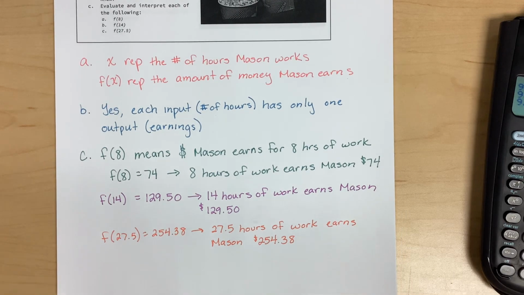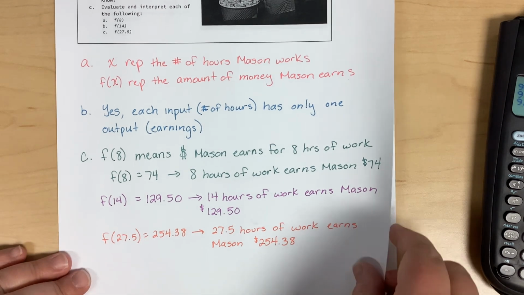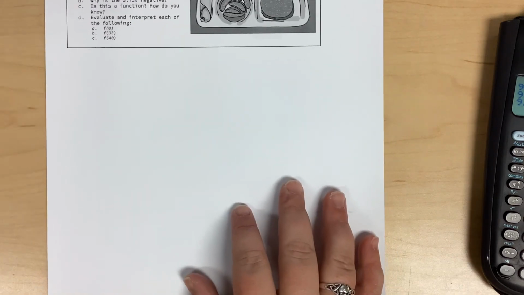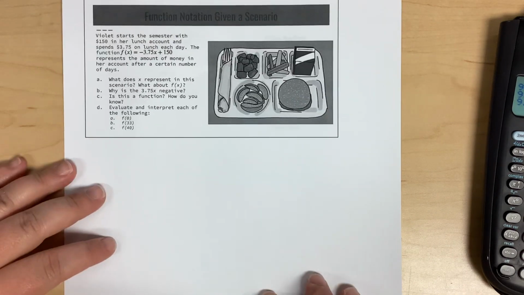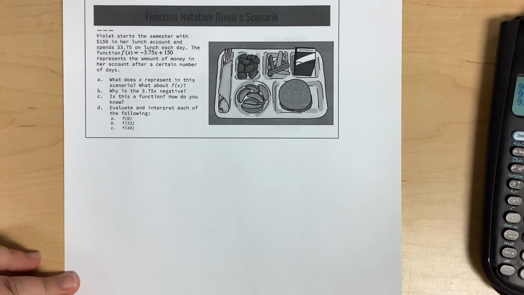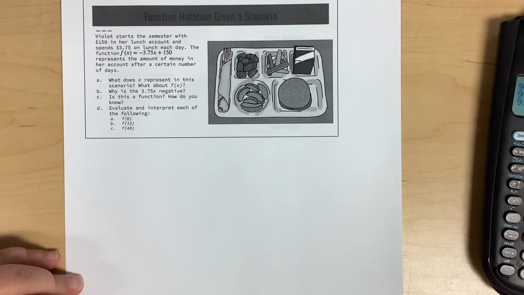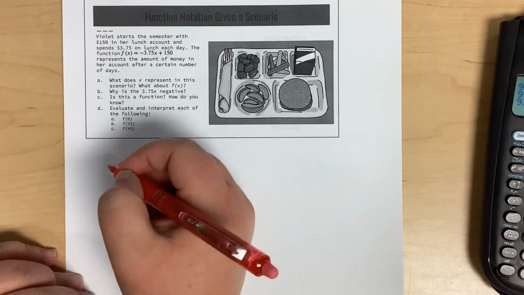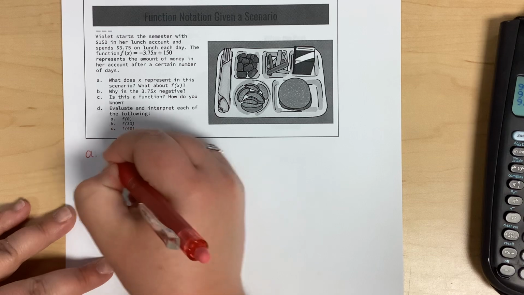And there are multiple different ways for you to write that same sentence. In fact, the way I wrote it is a little bit silly. You could say that if Mason works 27.5 hours, he will earn $254.38. It means the same thing. All right, same idea here for this next one. It says, Violet starts the semester with $150 in her lunch account and spends $3.75 on lunch each day. The function that you see there represents the amount of money in her account after a certain number of days. All right, part A wants to know, what does X represent in this scenario and what is f of X?